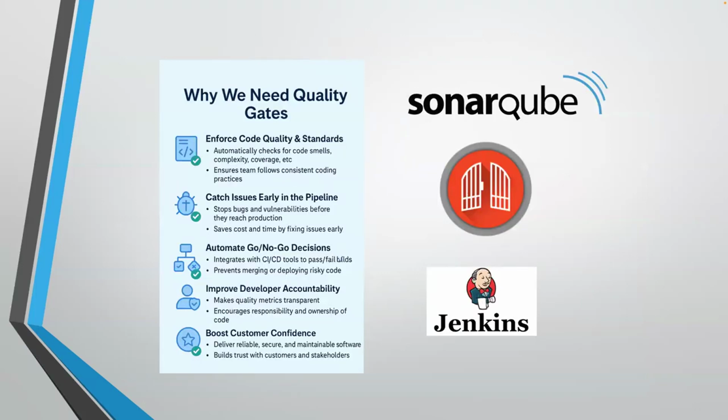Whenever you set up quality gates, this will always ensure that code has the highest quality and standard. You can also identify issues early in the development lifecycle, and automate go or no-go decisions based on the quality gates in your CI/CD pipeline. This will make developers more accountable whenever they are developing code, and it will also increase end customer confidence. That's the reason why we need to set up quality gates as part of CI/CD implementation. It is really critical as part of the CI/CD process.